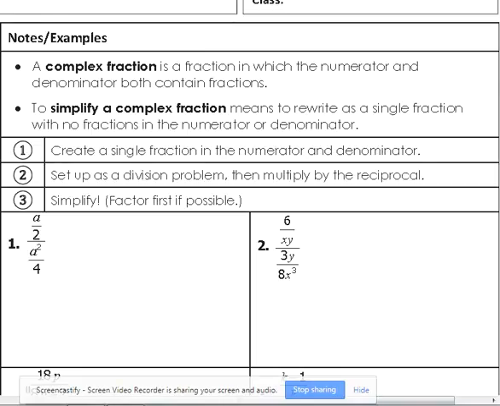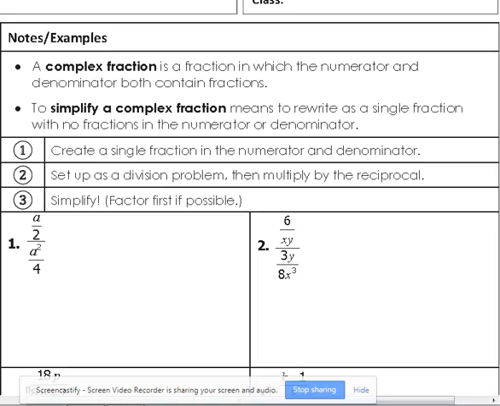Okay, so first of all, let's talk about what a complex fraction is. A complex fraction is a fraction within a fraction. That's why it's called complex. So look at these first couple of examples. We've got a big fraction, but then within that fraction, we've got a fraction here in the numerator, and a fraction here in the denominator. And sometimes we have more than one fraction in the numerator and denominator.